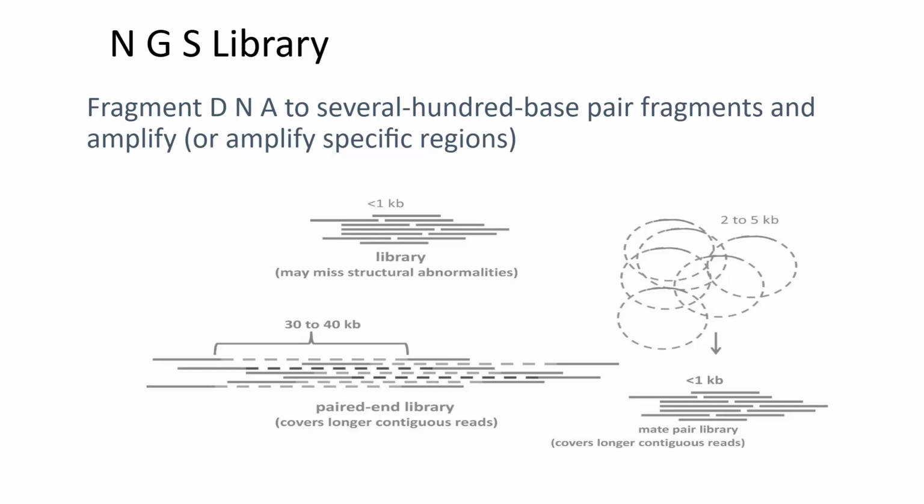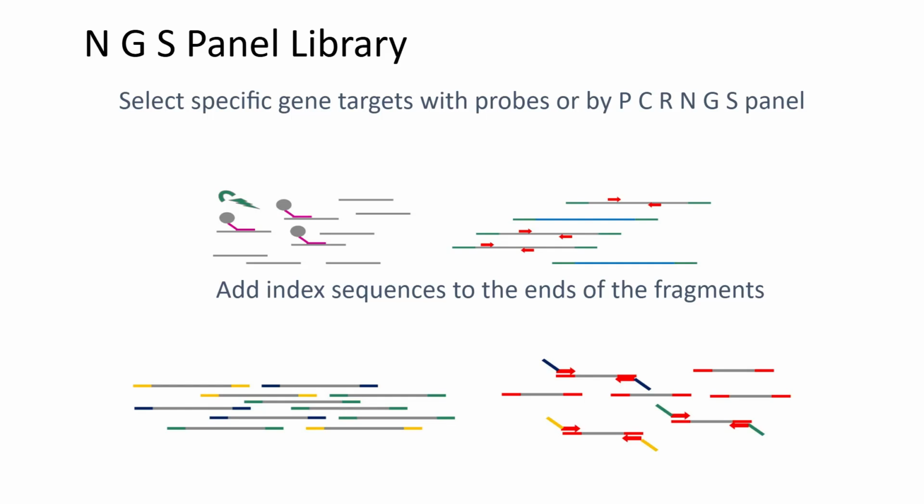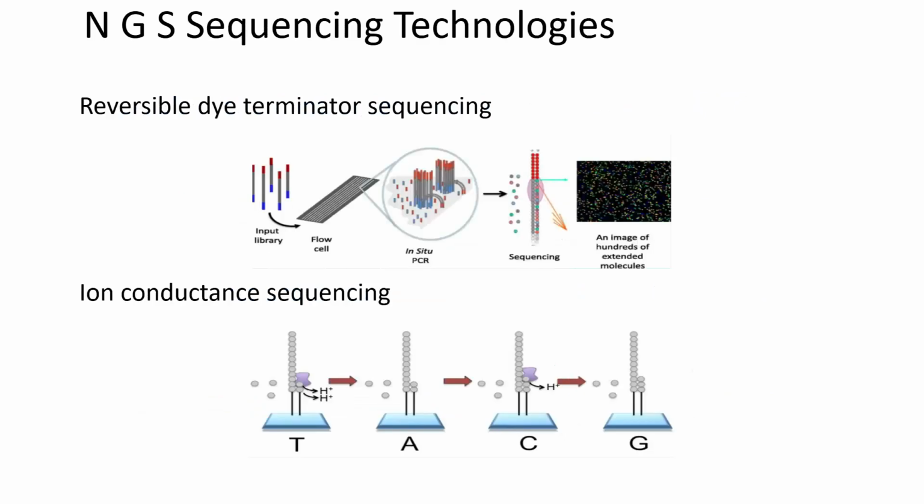Fragment DNA to several hundred base pair fragments and then amplify those specific regions to create the library. We ligate adapters on the ends of the fragments, and then tailed primers are used to add primer sites or patient-specific sequences to each sample library. We select specific gene targets with probes, add index sequences to the ends of the fragments, and then there's reversible dye terminator sequencing and ion conductance sequencing.